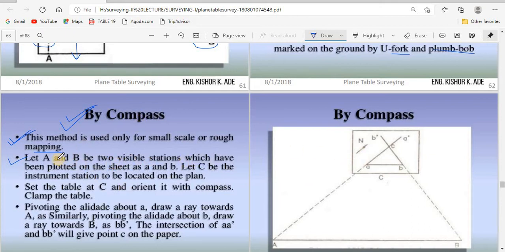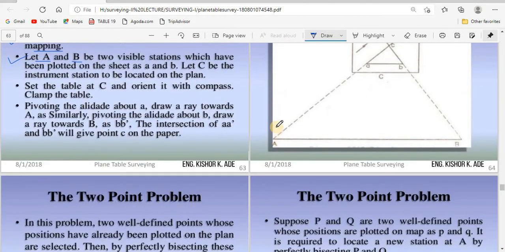So the two stations are A and B, which have been plotted on the sheet as small a and small b. Over here there is a diagram you can see. There is a point A which has been marked on the ground with the ranging rod. There is a point B which is marked on the ground. The same has been measured with the help of chain and tape, and by selecting a suitable scale it has been drawn on the sheet as small a and small b. This line represents the line AB on the ground.